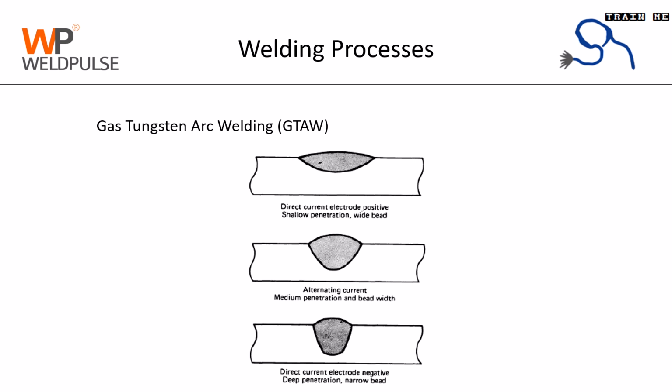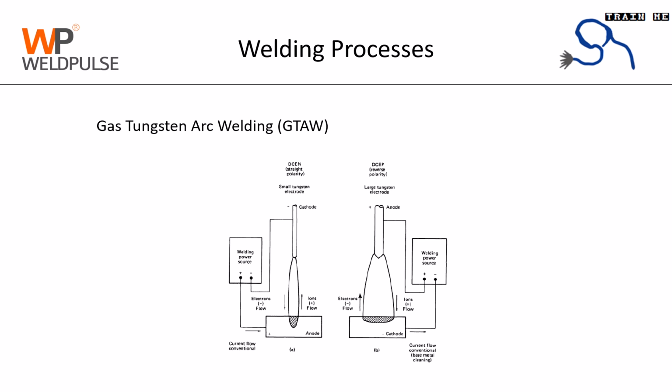Here is a representation of welds made with GTAW with different polarity settings. Direct current electrode negative is recommended for GTAW. This demonstration also suggests that with straight polarity, DCN, you can have deep penetration.